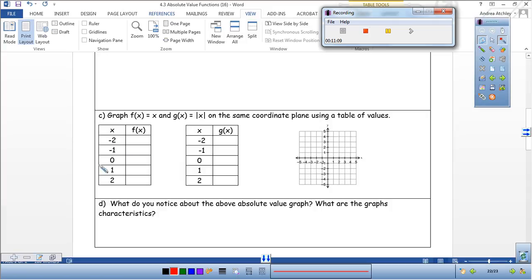So let's just start with your basic equation of a line. Your basic equation of a line is f of x equals x. So all your x values are equal to your y values, your f of x values. When x is negative 2, y is also going to be negative 2. When x is negative 1, y is also going to be negative 1. When x is 0, y is also going to be 0, 1 and 1, and 2 and 2. Any questions over that?